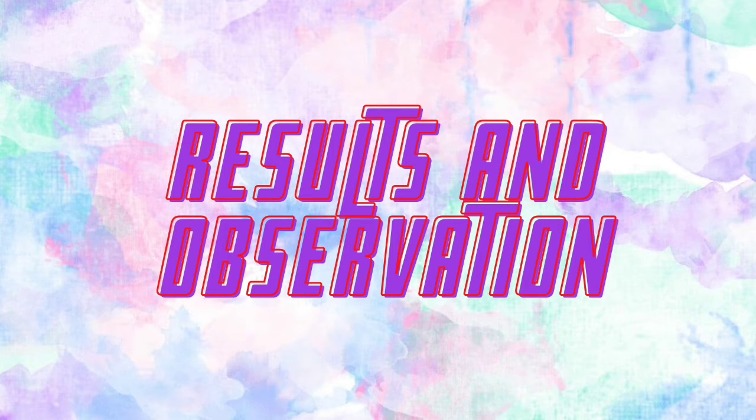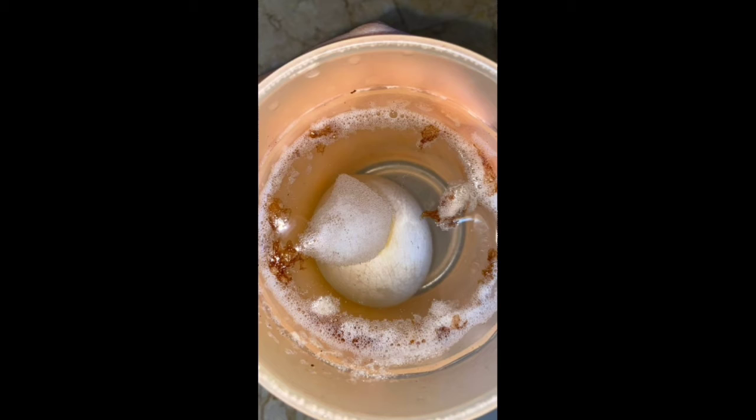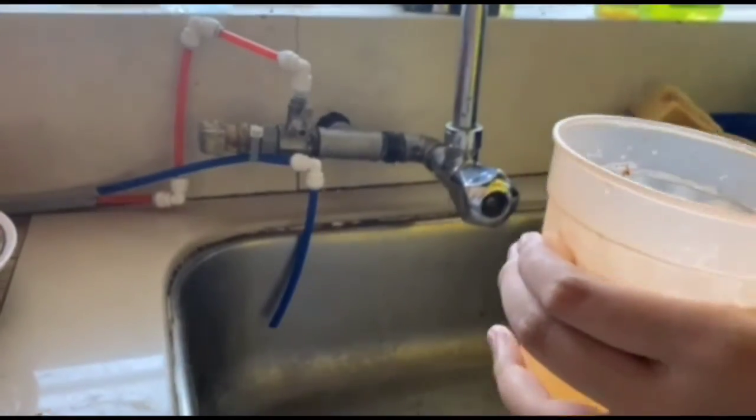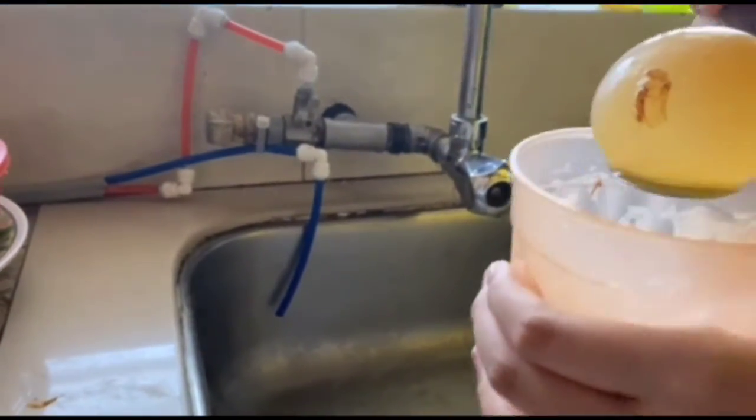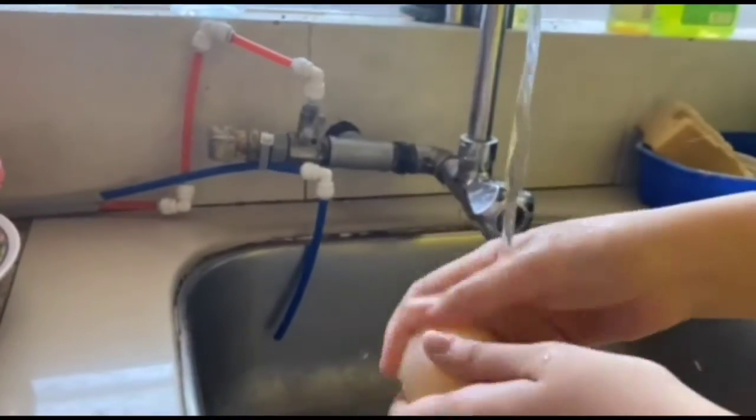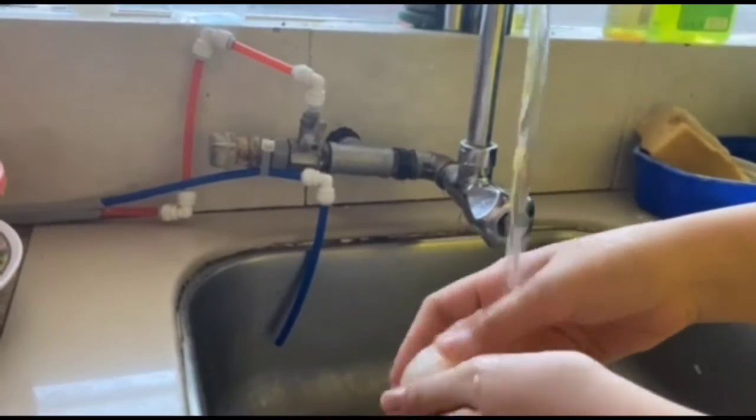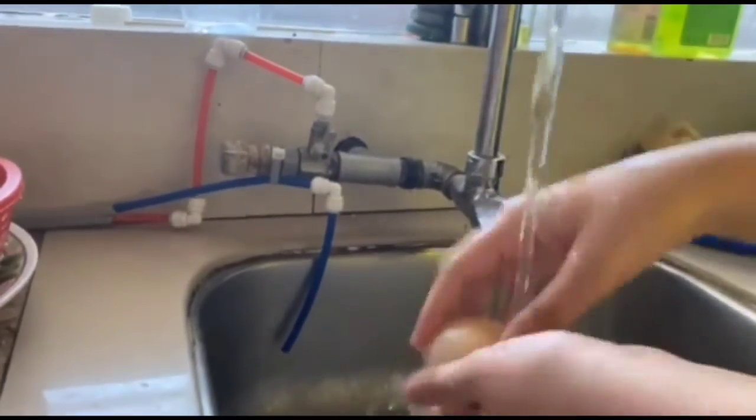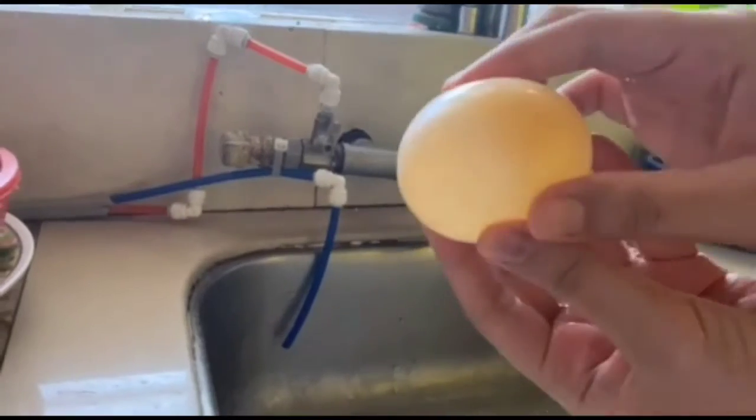Result and observation. After 24 hours, you can see that the eggshell is removed from the egg. Next, you need to take the egg out of the container, wash it using tap water, and scratch the egg carefully to make sure there is no excess eggshell left on the egg.